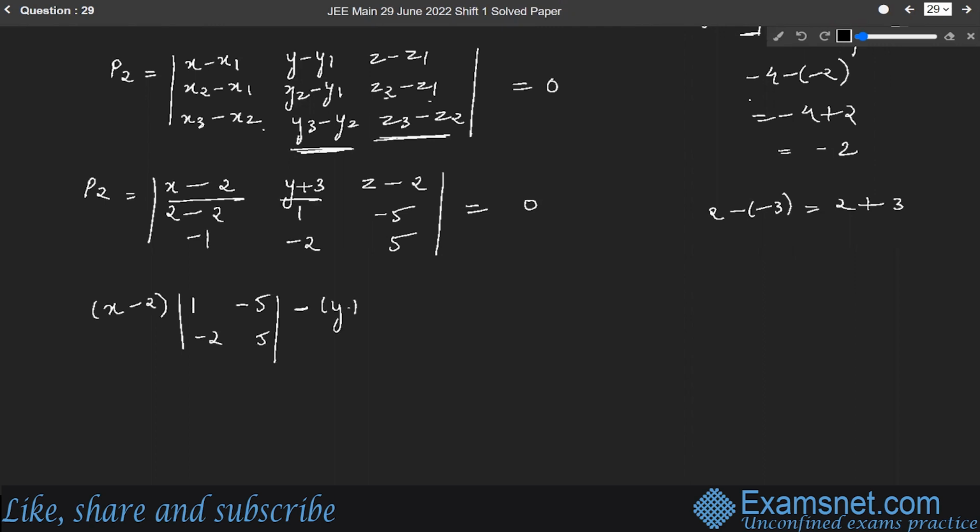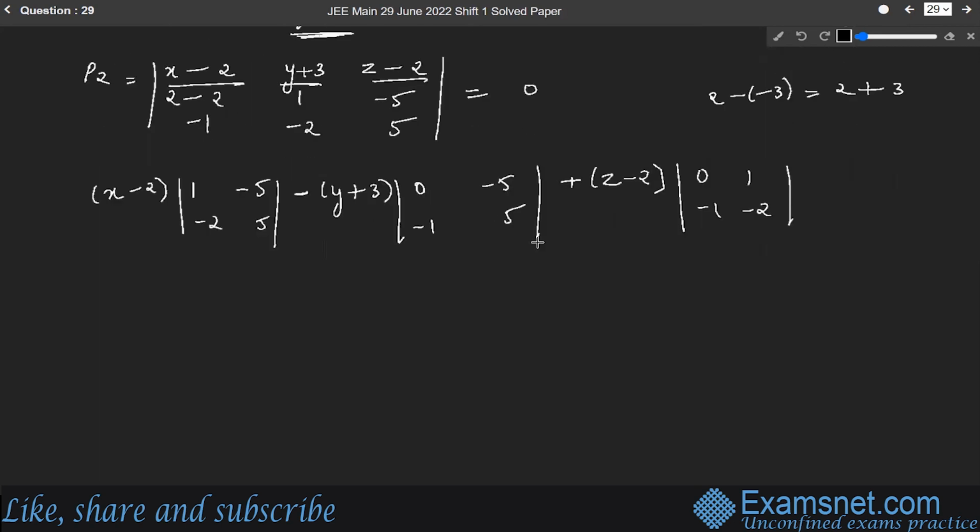Then with a negative sign, we write the second term. What is the second term? y plus 3. Now we have to eliminate the first row and second column. So the remaining numbers are 2 minus 2 is 0, minus 1, minus 5 and 5. Then with a positive sign, we write the third term. Third term is z minus 2. And now we have to eliminate the first row and third column. So the remaining numbers will be 0, 1, minus 1 and minus 2.